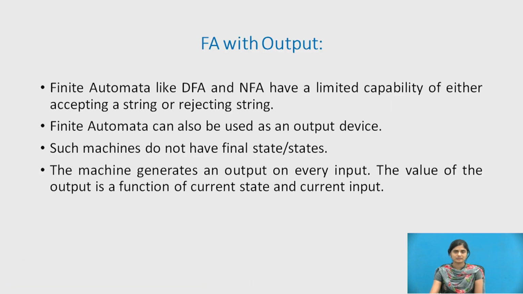Going towards finite automata with output. So finite automata like DFA and NFA have a limited capability of either accepting a string or rejecting a string from a given language. Finite automata can also be used as an output device. Such machines do not have any final state or more than one final states. Such machines generate an output on every input. The value of the output is a function of the current state and the current input. So under this category we are having the Moore machine and the Mealy machine.